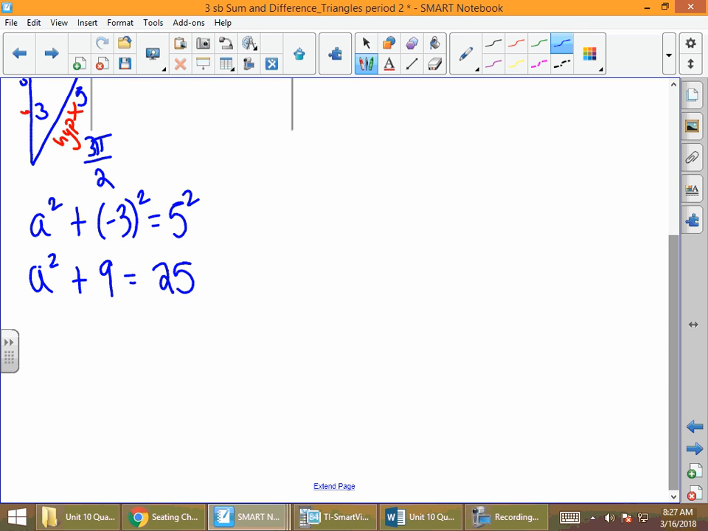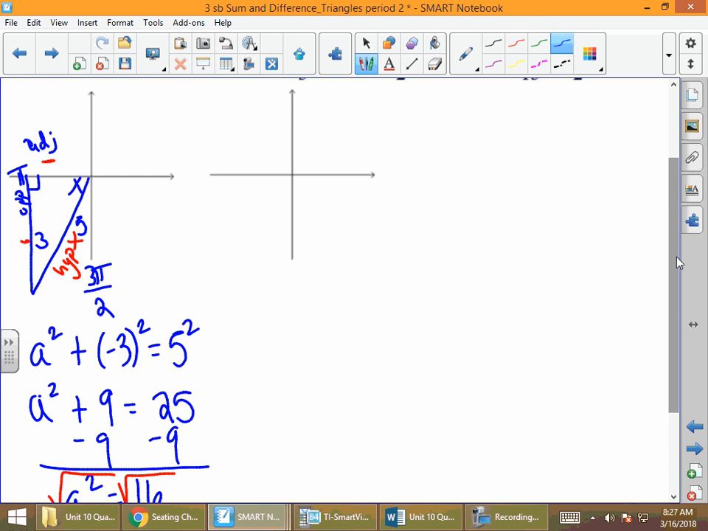Negative 3 times negative 3 is positive 9. Subtract 9 from both sides. We get a squared equals 16. And the inverse operation of squaring, square rooting, we get a equals 4. We only want to deal with the positive value because we are dealing with a distance, a length of a triangle.